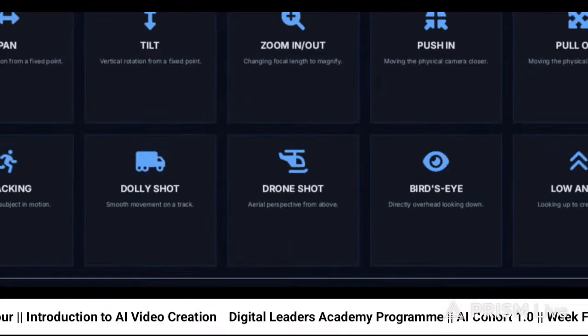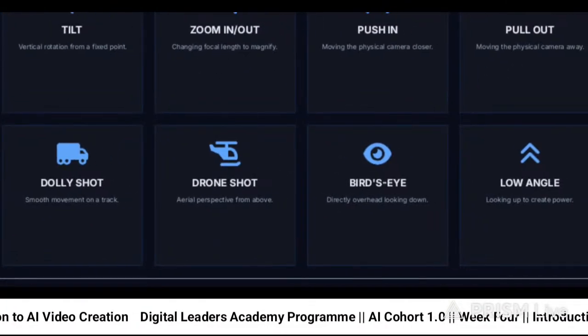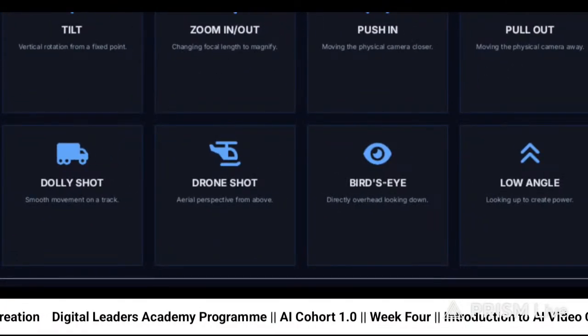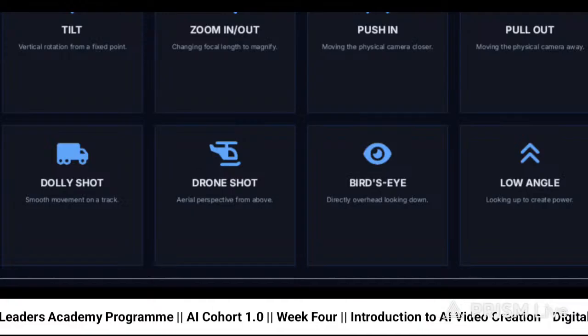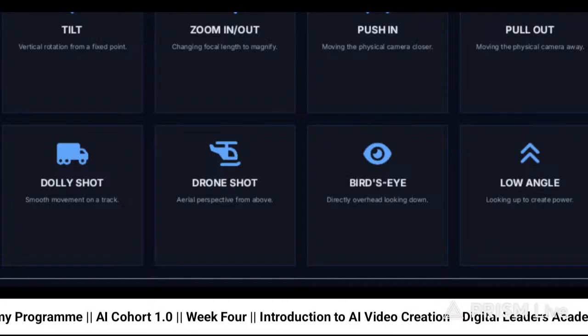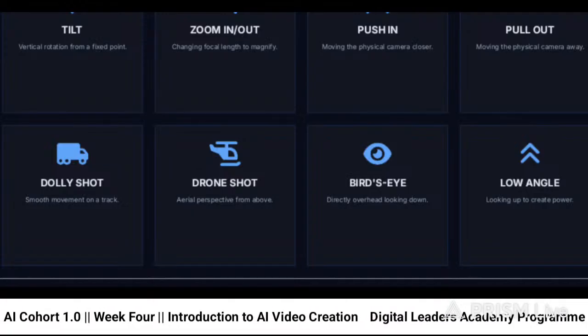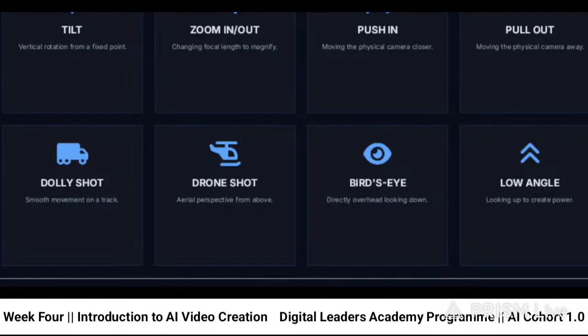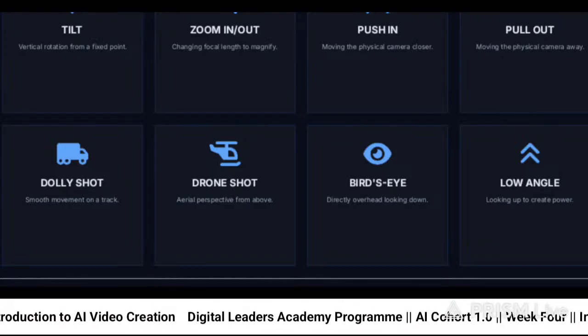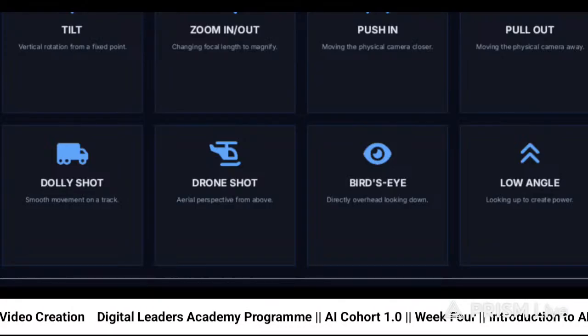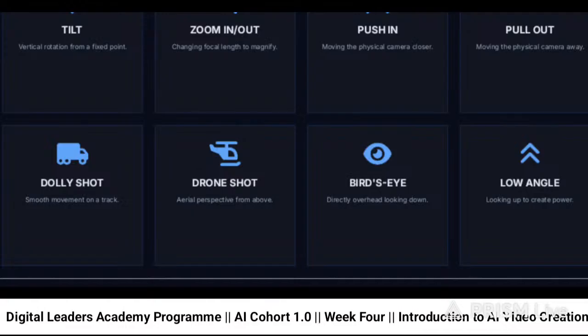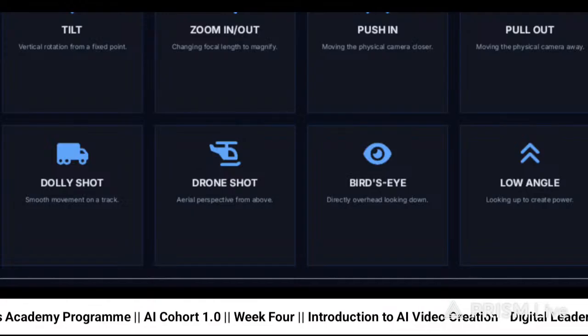Now to the next one. You have the bird's eye. We should recall that while we were dealing with image creation, we talked about the bird's eye view too. It will seem like fish eye rather. That one is fish eye. Now the bird's eye is direct overhead looking down. Direct overhead, like a bird in flight looking down.